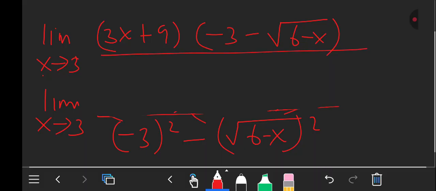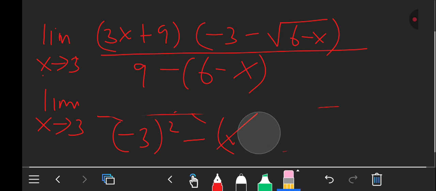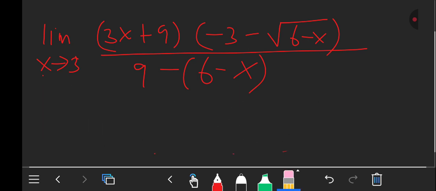Then, over, on the denominator I have negative 3 squared. Negative 3 squared is just a 9. Then minus this, the square will cancel with the square root. So what I remain with within the brackets is 6 minus x. There. Okay.